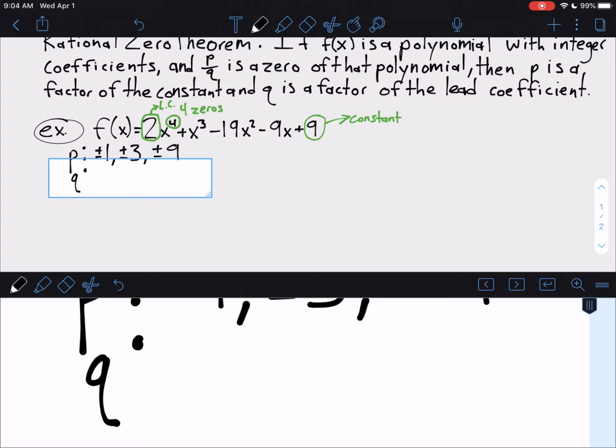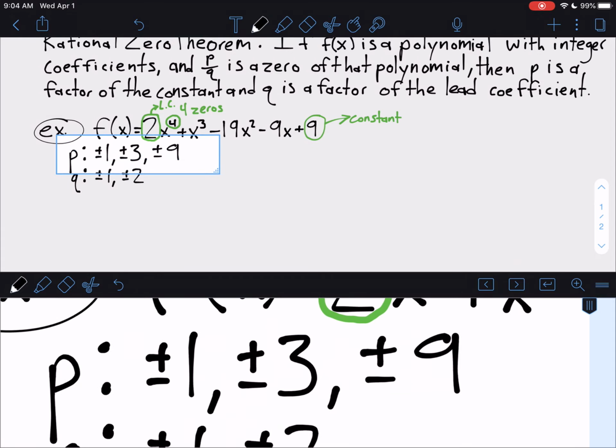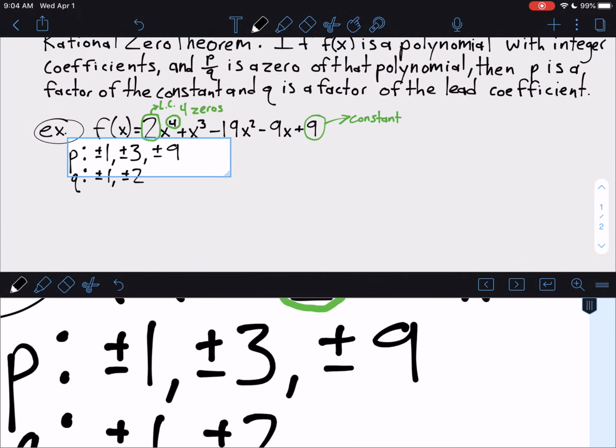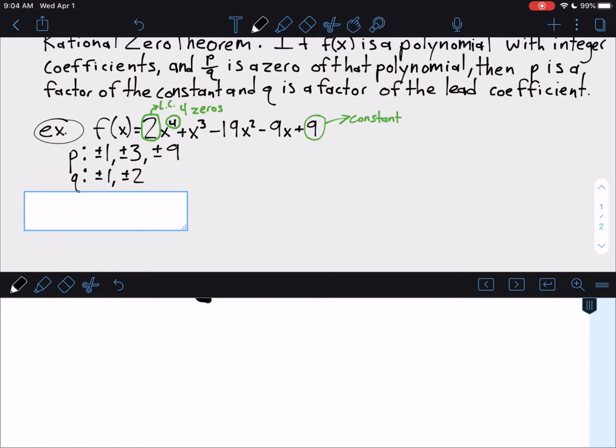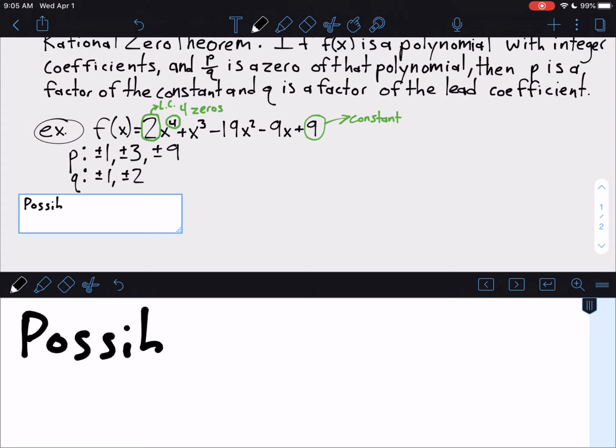My q values, the factors of the lead coefficient. Since my lead coefficient is pretty easy, it's just 2, that means I only have 2 q values. I have positive or negative 1 and positive or negative 2. So there we go. Now I want to take p over q, because p over q is going to be my zeros of the polynomial. I don't know what my zeros are yet, but I know that whatever they are, they have the form p over q.